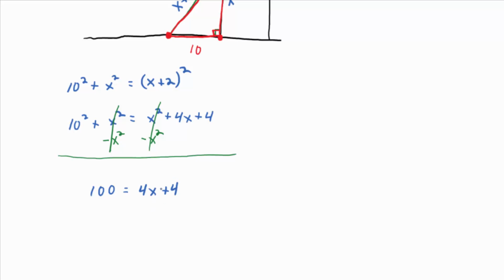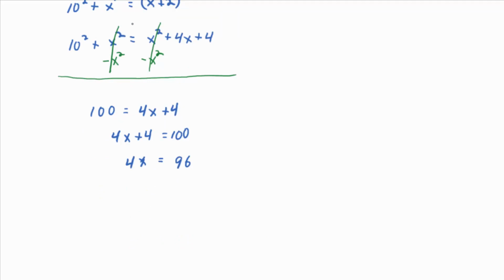So finish it up for me. What do we get when we subtract 4 from both sides? If you like, you can turn it around, make it 4x plus 4 equals 100 if you want the variable on the left. So subtract 4 from both sides. What does 4x equal? 4x equals 96. Divide both sides by 4, what do you get? 24 what? Feet.